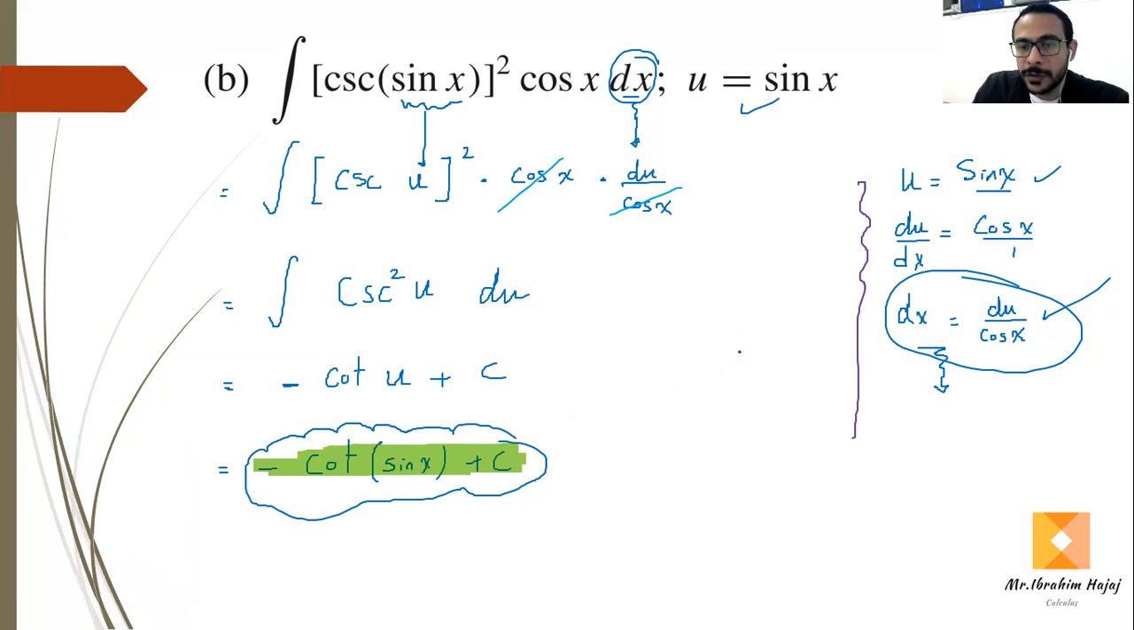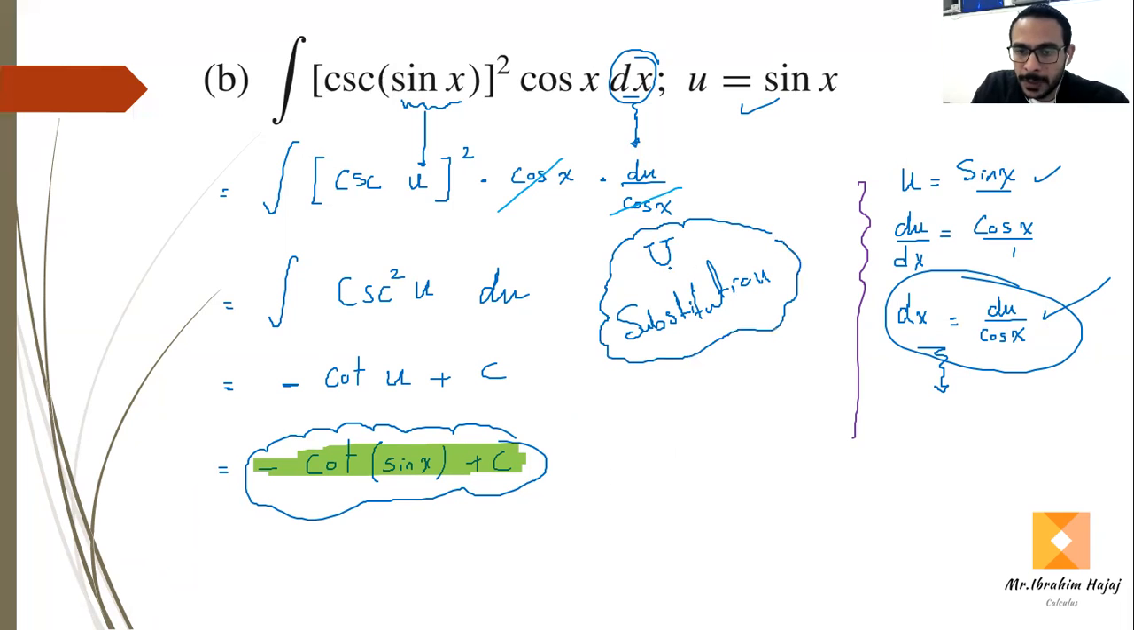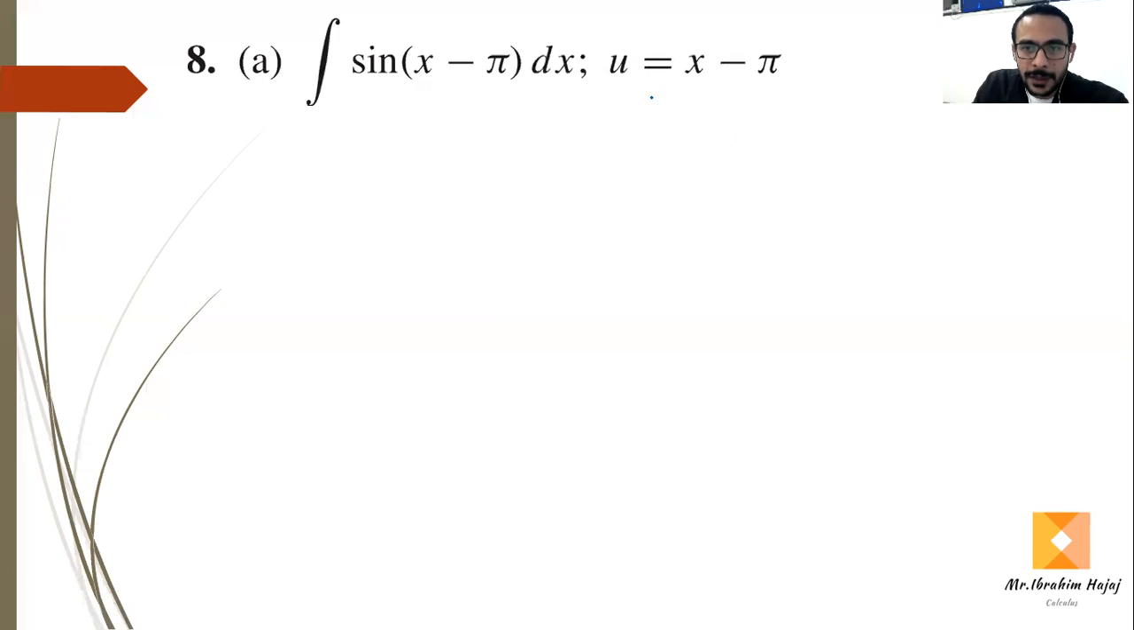Is it clear, guys? So it's called the substitution method, or we name it u substitution, because always we use u, or all people around the world use u. Rarely do I see someone using t or z. So here the u is given.